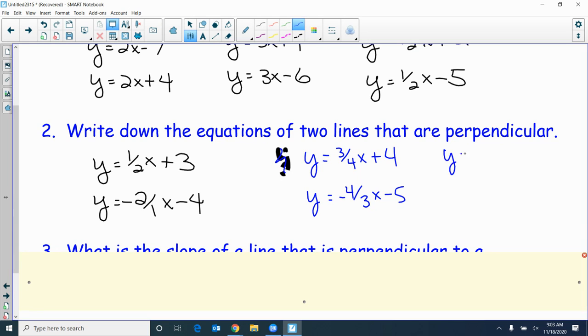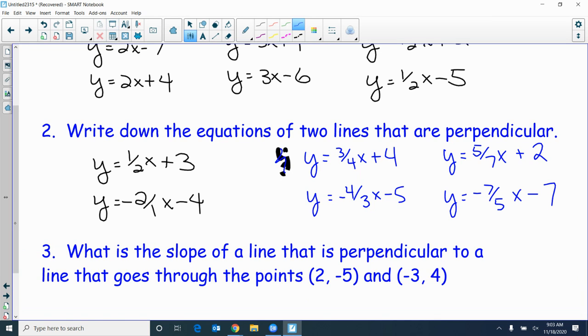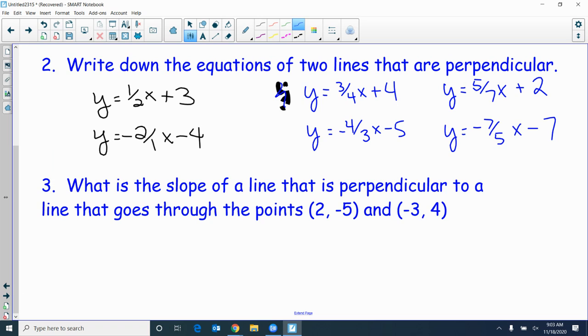I have an answer. y equals 5/7 x plus 2. Okay? And it won't be perpendicular to that. -7/5 x minus 7. Okay, that's all you need. That's all you need.